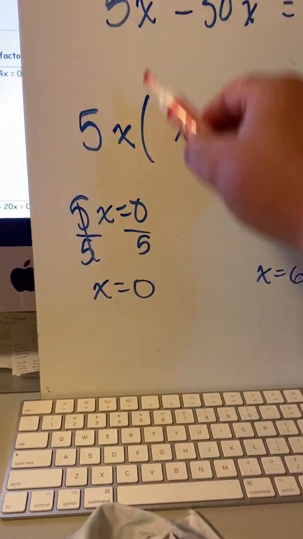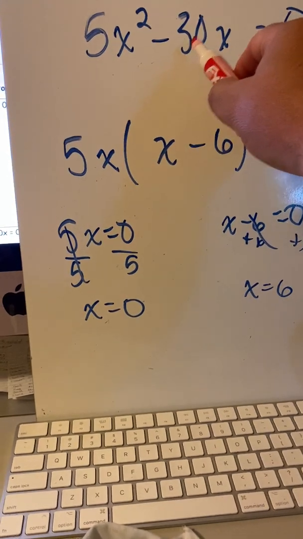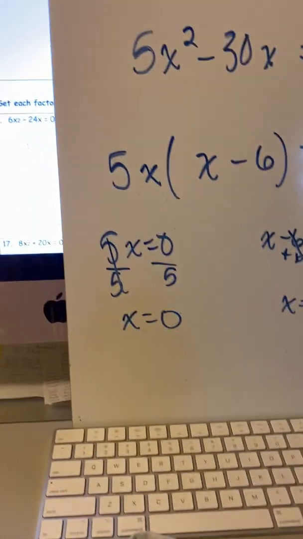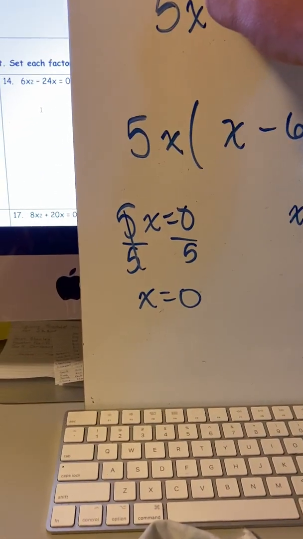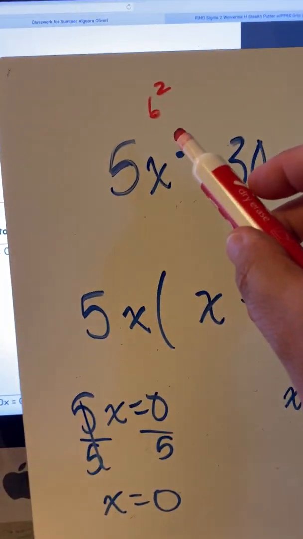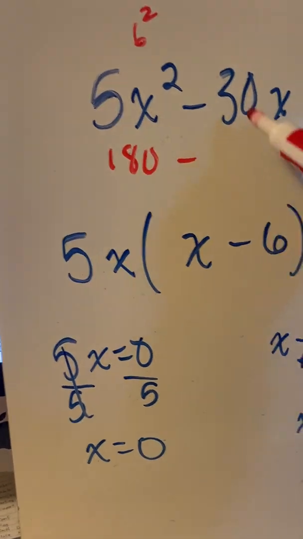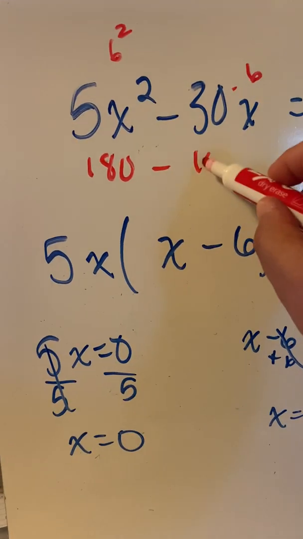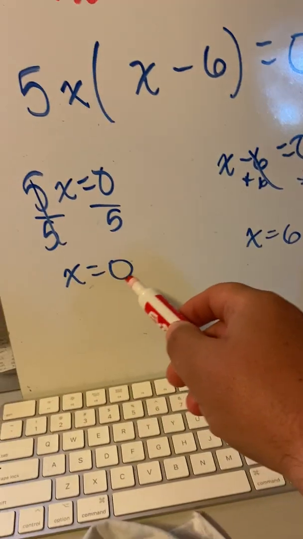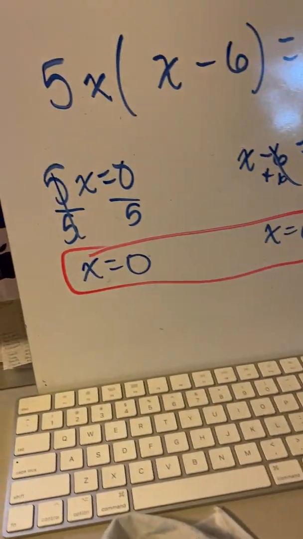Well, let's do it. Put the 0 in for the x. 0 squared is 0. 0 times 5 is 0. Negative 30 times 0 is 0. 0 minus 0 is 0. It worked. Let's check the 6. 6 squared. Okay, 6 squared is 36. Okay, 36 times 5 is 180. 30 times 6 is 180. 180 minus 180, guess what it equals? 0. So either of these 2 answers could be placed in for the x and make it a true statement.